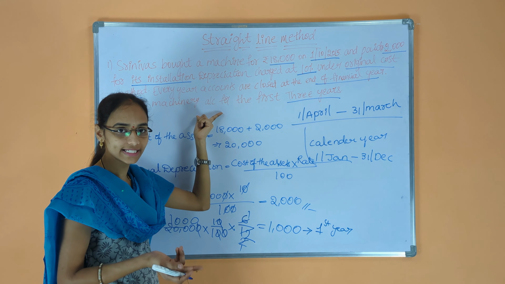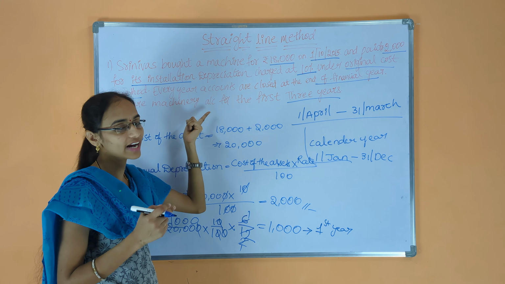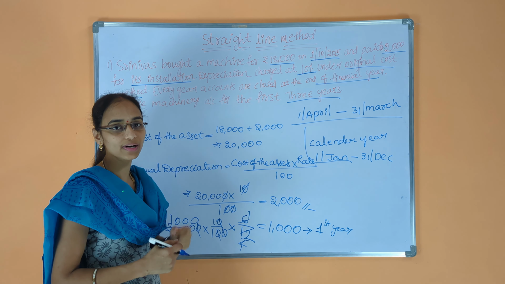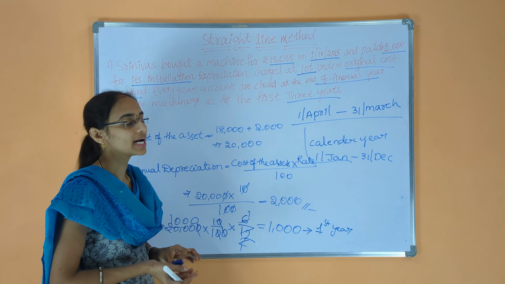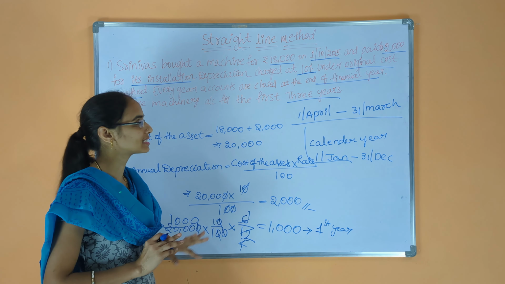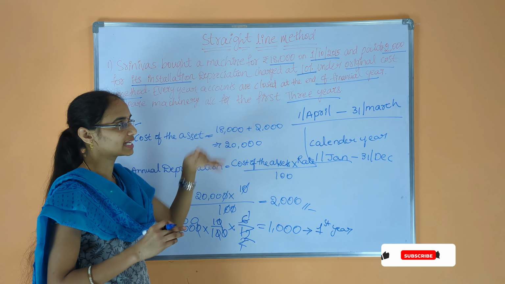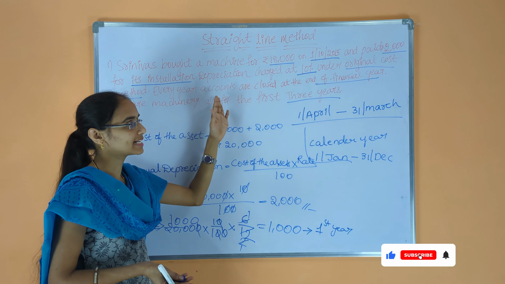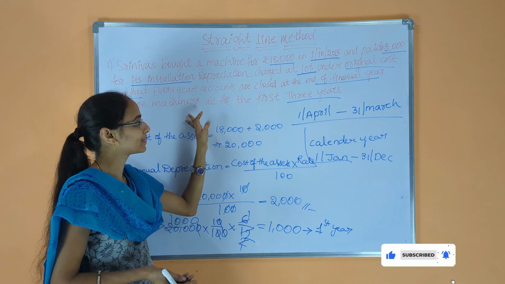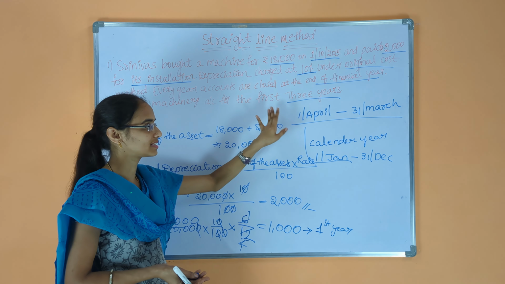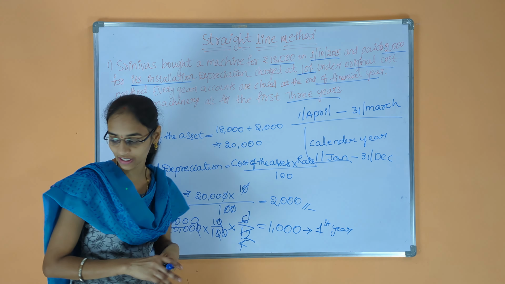Suppose if there are any sales, then at that time we write the entry for the sales, for example, cash account debit to machinery account. But in this problem there is no sale, just they bought a machinery, some installation charges and depreciation. For that period, how much? For the first 3 years. Now see how we do the problem.